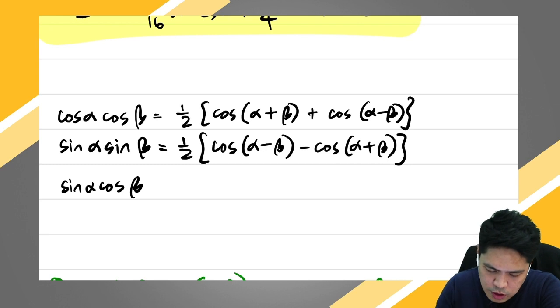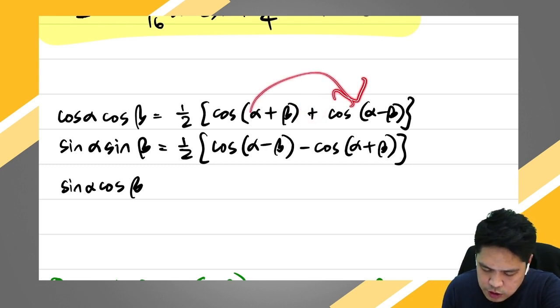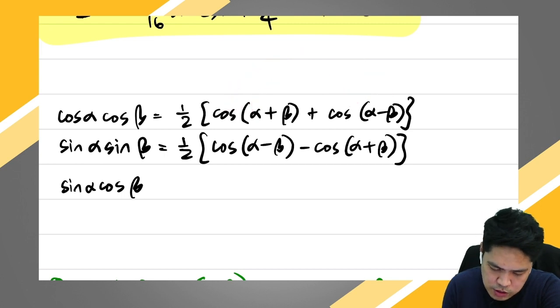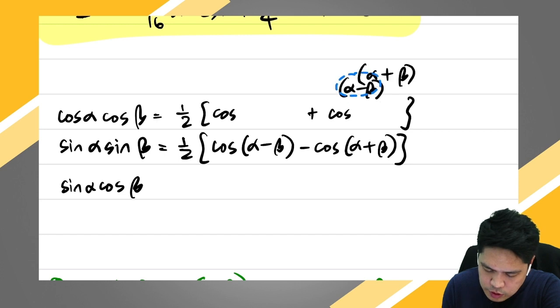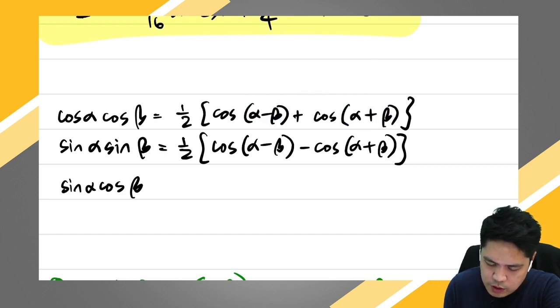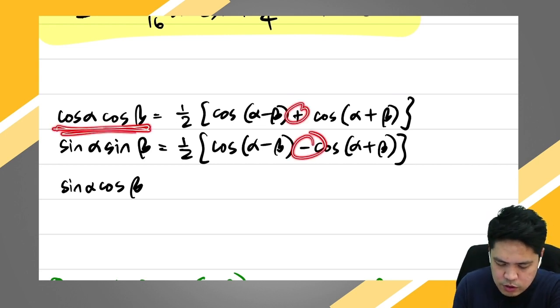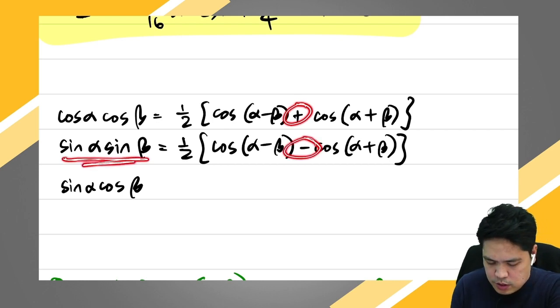So pwede naman ito, since plus naman dito, how about interchange lang natin to so that madali lang siyang i-memorize, no? So ito siya at this angle, interchange lang natin yung dalawang function. Okay, para yung difference nila is this lang. So if it's cosine alpha cosine beta, that will be plus. If it's sine alpha sine beta, that will be minus.